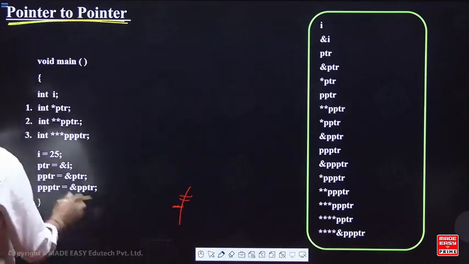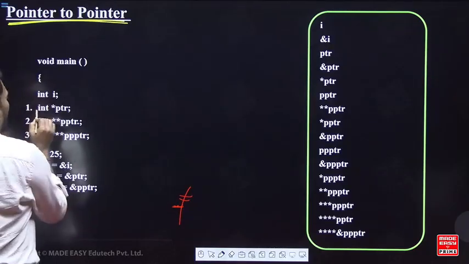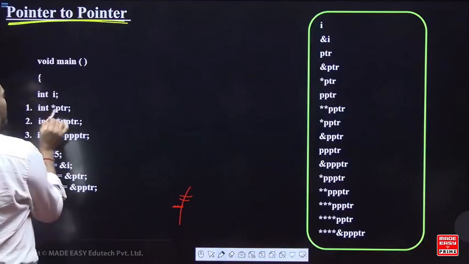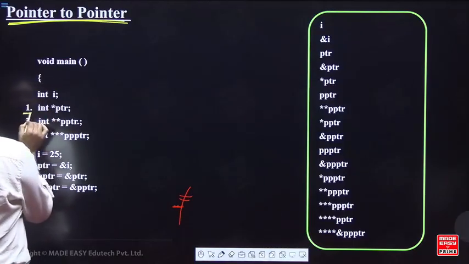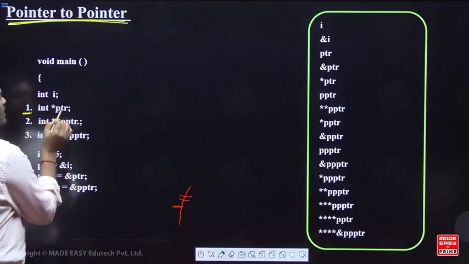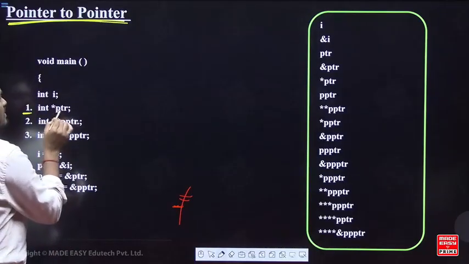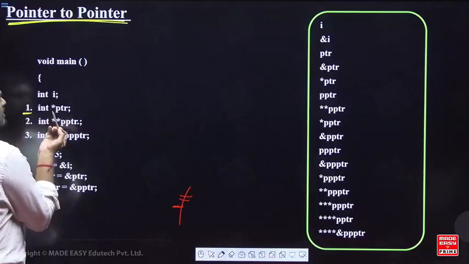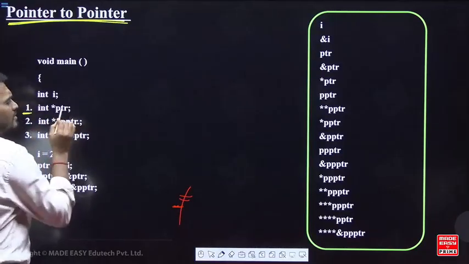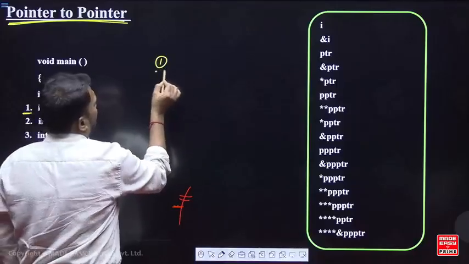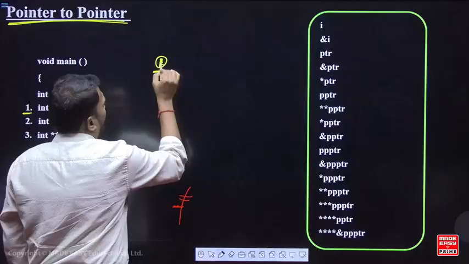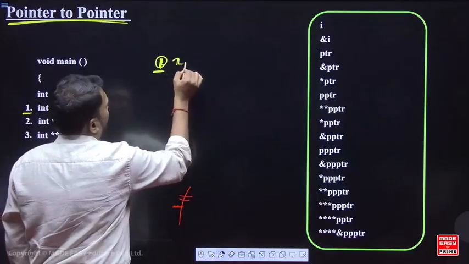Understand here, integer I, look at here, int star ptr. When you say int star ptr, what is this called as? PTR is a pointer variable of type integer where you store the address of any integer. So you can store the address of any integer, right? Just note down the meaning of the first one, number one. This is called as a single pointer.